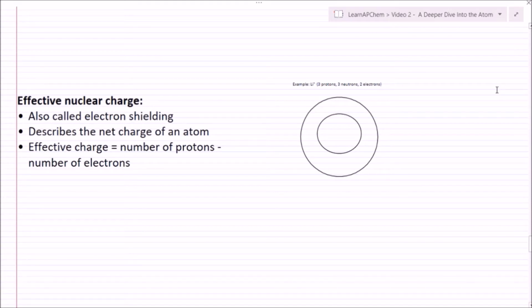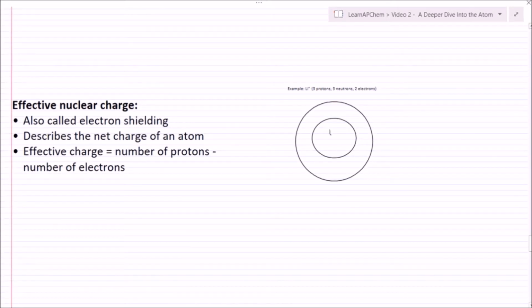Alright, so now let's talk about effective nuclear charge. And this is also called electron shielding. This describes the net charge of an atom. And so to get our effective nuclear charge, we just do the number of protons minus the number of electrons. So take here, for example, the lithium ion, where we have 3 protons, 3 neutrons. I won't draw them in just because of space, and 2 electrons. If we wanted to get the effective nuclear charge, we do the number of protons, 3, minus the number of electrons, which is 2, and we can see that we would get 1 as our effective nuclear charge, meaning that the net effect of this atom right here is +1. And so that's all that's saying.